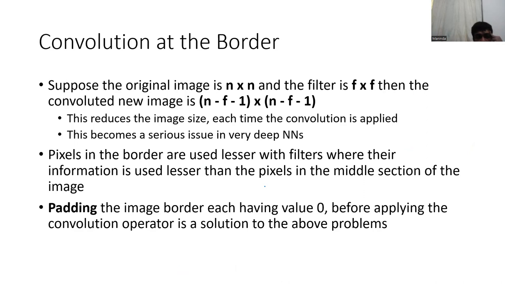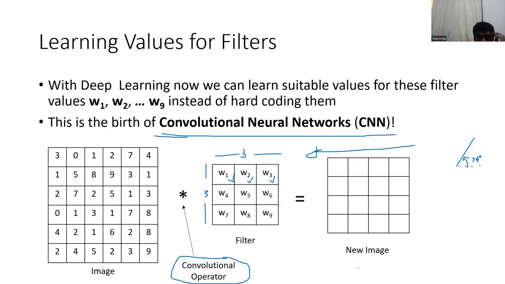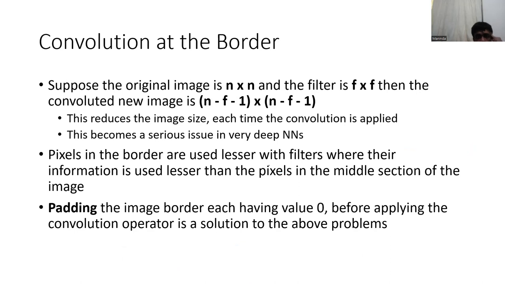In the earlier case, when we were calculating the dimensions of the new image from the image dimensions and the filter dimensions, you can use this formula. Suppose the original image is n by n and the filter size is f by f, then the convolved new image size is n minus f minus 1 times n minus f minus 1, which is a bit smaller than the original n by n matrix.